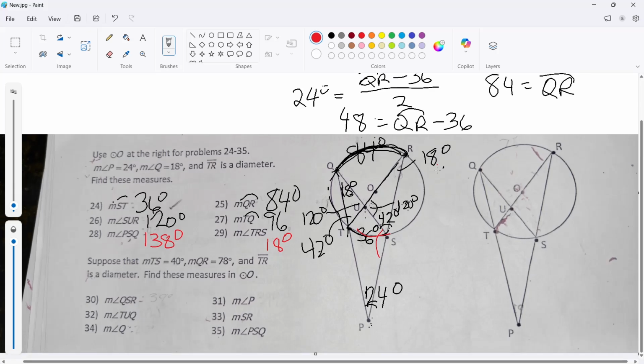All right, I'm going to use the same circle again. Suppose that MT, again, these are supposed to be arcs. Arc... That's supposed to be an arc. Okay, measure arc TS is 40 degrees.